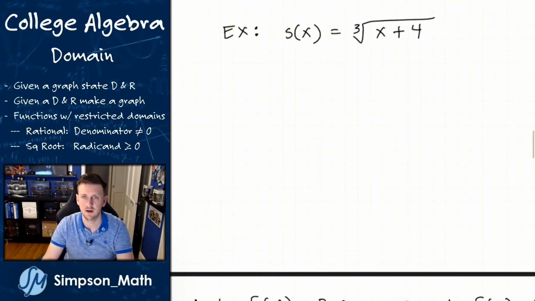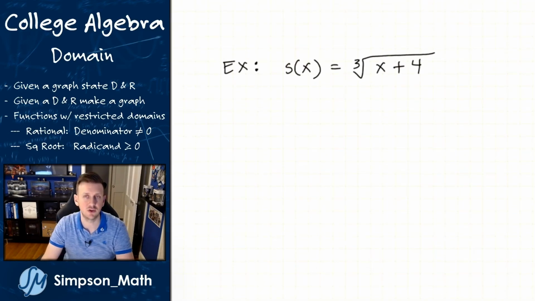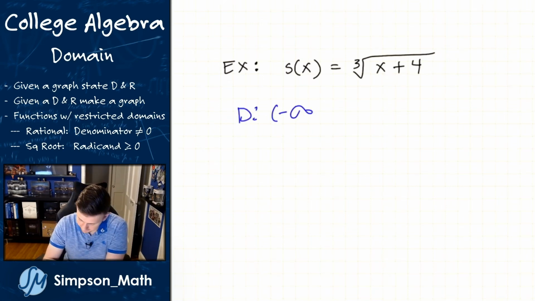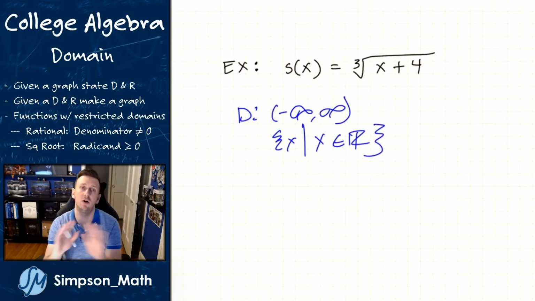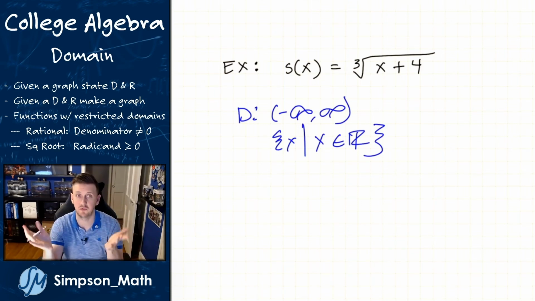All right, one last one for this video. We have the cube root of x plus 4. So is this red alert or business as usual? This is business as usual. This is a cube root. Remember, not everything has restrictions, just square root and rational functions. This is a cube root, so this is fine. This is -infinity to +infinity, or all real numbers. The set of x's such that x is an element of the real number set. So all real numbers, all of them are fine. This is perfectly fine to do.